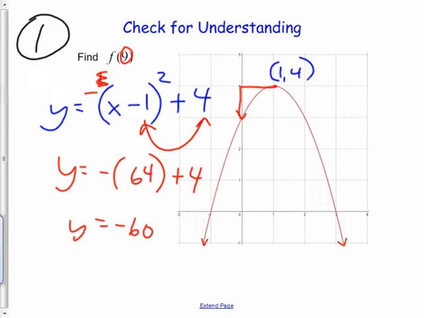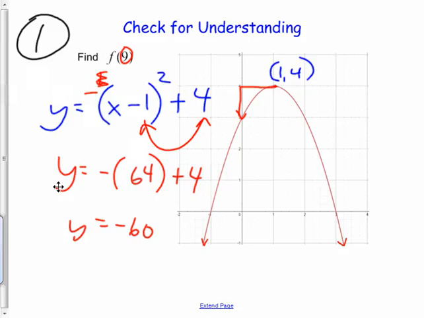Now for those that by accident forgot the negative, then you should have thought that you stick in the 9 and you get 64 plus 4 is 68. If they said 68, give them half credit, because all they forgot was the negative. If they said negative 60, they were right on.